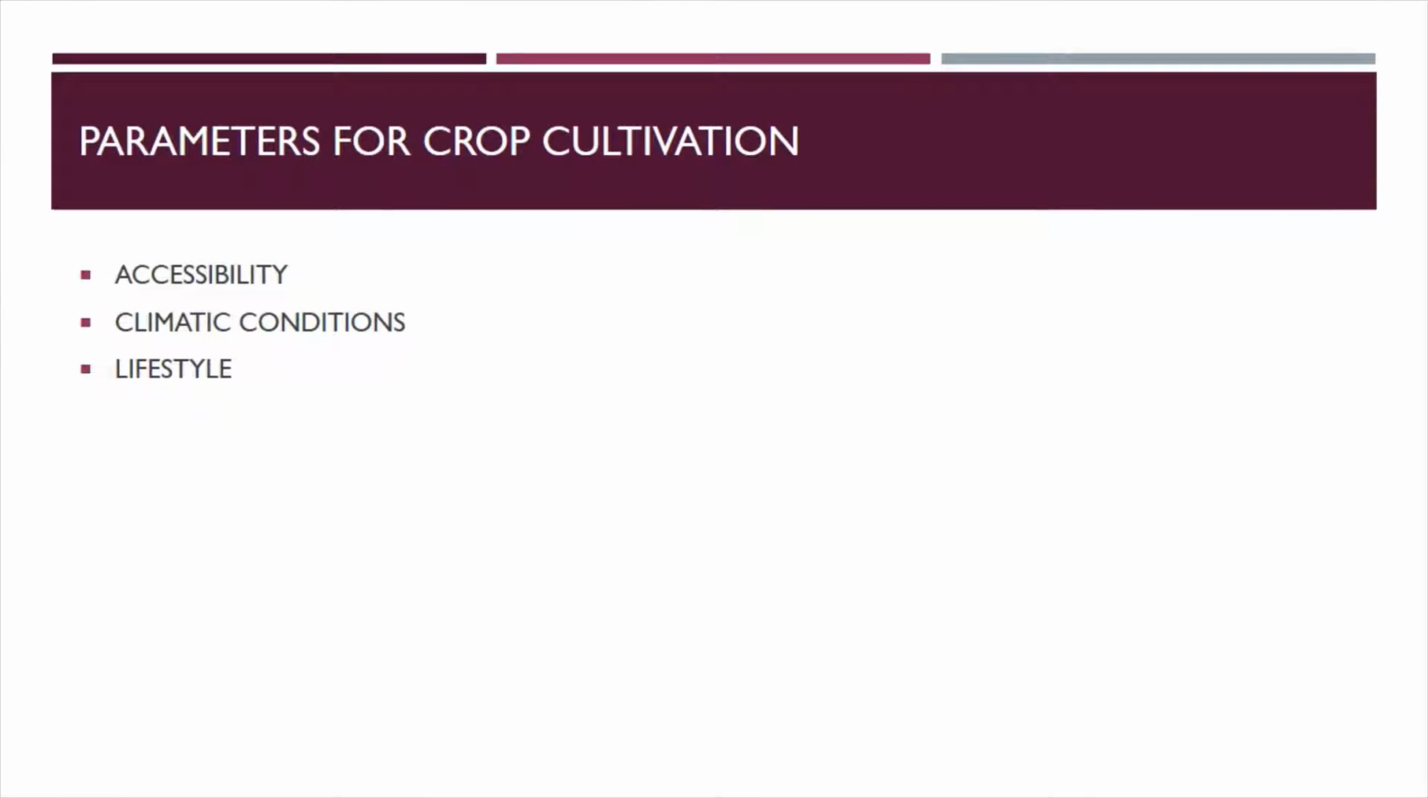Now, before going into the topic, let us discuss the three main parameters that are required for crop cultivation. First one is accessibility, second one is climatic condition, third one is lifestyle.